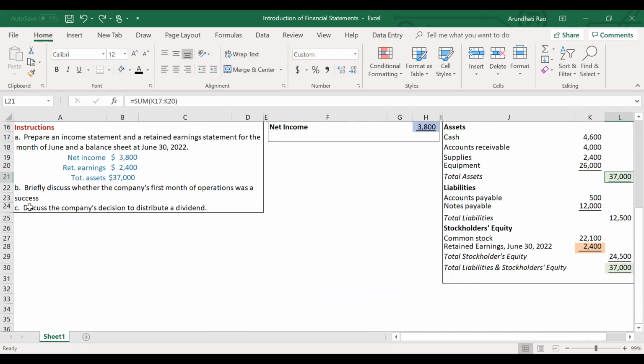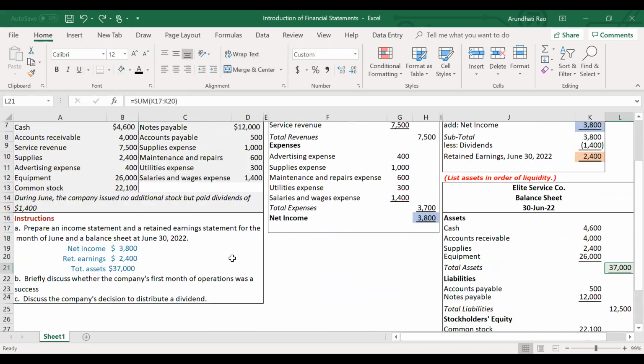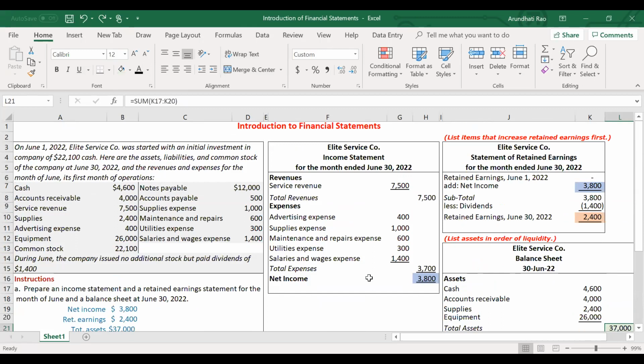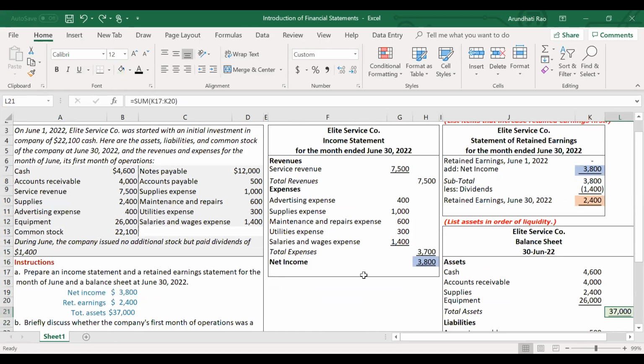Let's look at the last 2 questions over here. Briefly discuss whether the company's first month of operations was a success. Most new businesses are not going to show a profit. This company showed a profit in their very first month. So amen to that. They're very successful. Hopefully that trend continues.